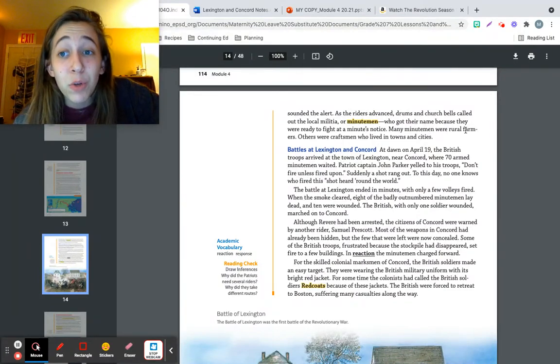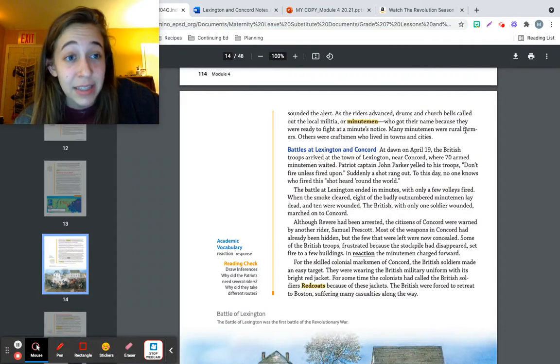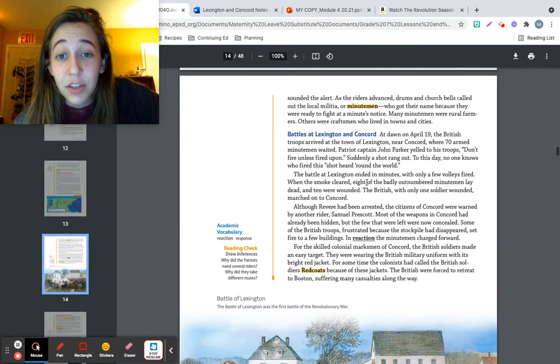But many Minutemen were just rural farmers. Others were craftsmen who lived in towns and cities. So these were not trained soldiers. They were just regular guys. And so then we've got the battles at Lexington and Concord.